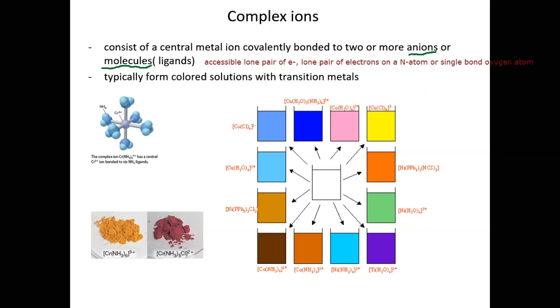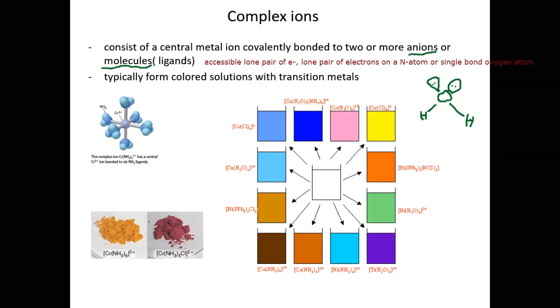Now another one we can use, of course, we talked about is water. I apologize for my artwork. And water has 2 accessible lone pairs of electrons. So water can be a ligand. Water, ammonia, anions, chloride, fluoride, bromide, these all can be ligands.